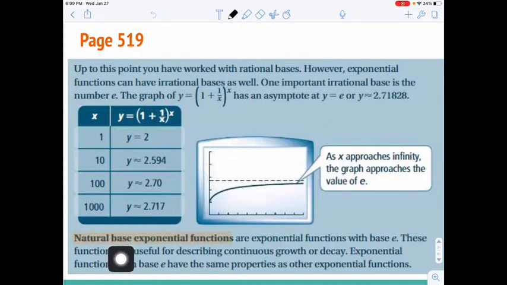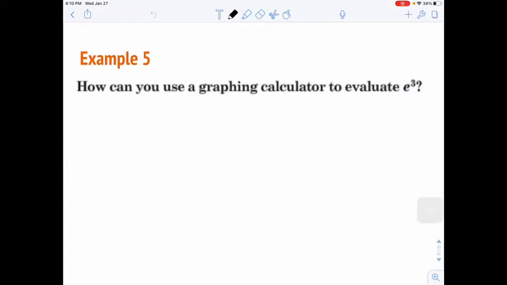Natural base exponential functions are exponential functions with a base e. These functions are useful for describing continuous growth or decay. Exponential functions with base e have the same properties as other exponential functions. Example 5 says, how can you use a graphing calculator to evaluate e cubed?